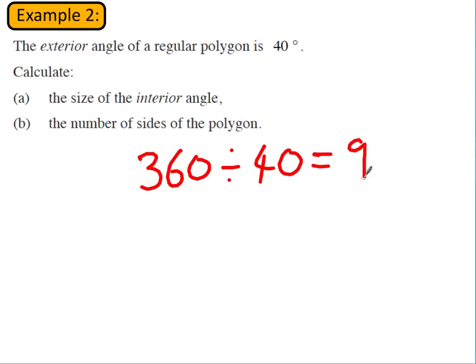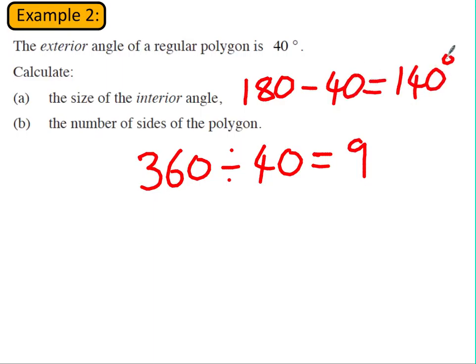Okay, so that's part B already answered for us. There's going to be 9 sides. Part A is even easier. The size of the interior angle, well, we know that the exterior plus the interior adds up to 180. So if we just take 40 away, we're going to have 140 as our interior angle, and we are finished.